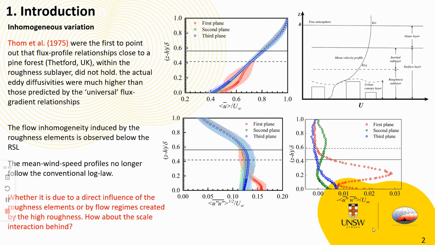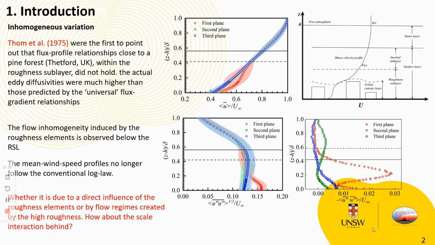And in the roughness sublayer, there is also turbulence inhomogeneity. So in this work, we want to figure out the reason why the log law is not applicable in the roughness sublayer from the turbulence scale point of view, and the scale interaction of the turbulence.